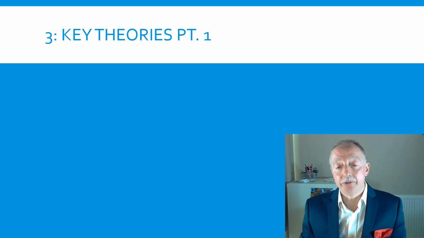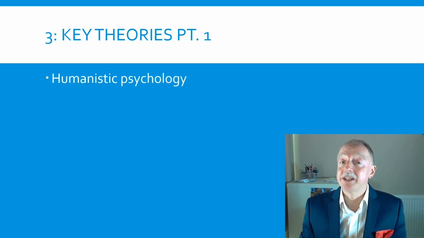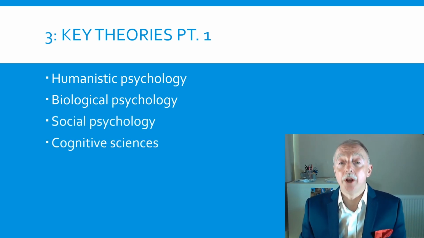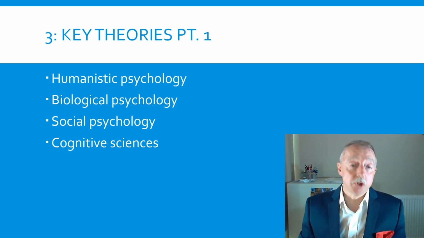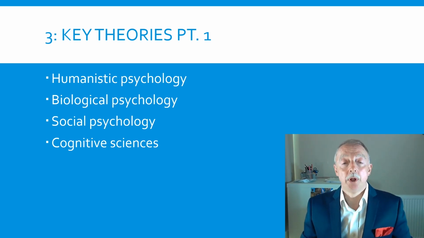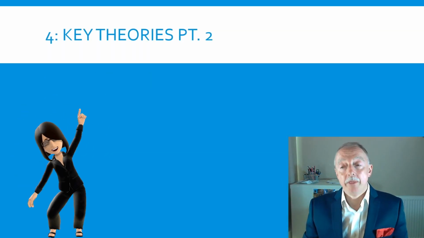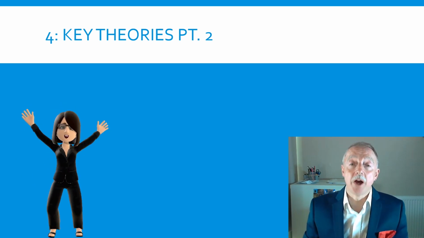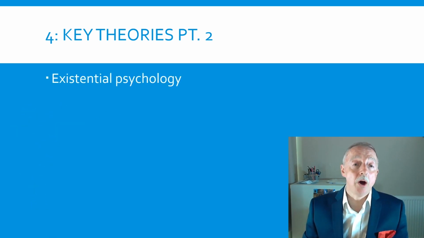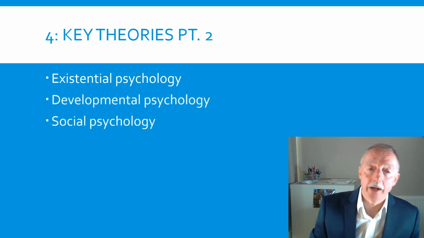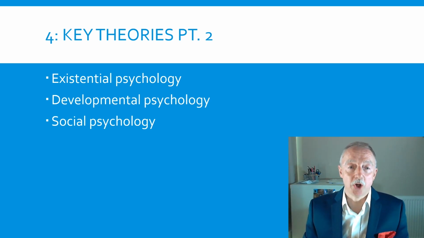Next, we look at key theories. Now, the first four I would identify would be humanistic, biological, social, and the cognitive sciences. So there are three types of psychology: humanistic psychology, biological psychology, and social psychology. And then there are the cognitive sciences. Then, next on the key theories, I would identify another key three, and they are existential psychology, developmental psychology, and finally social psychology.